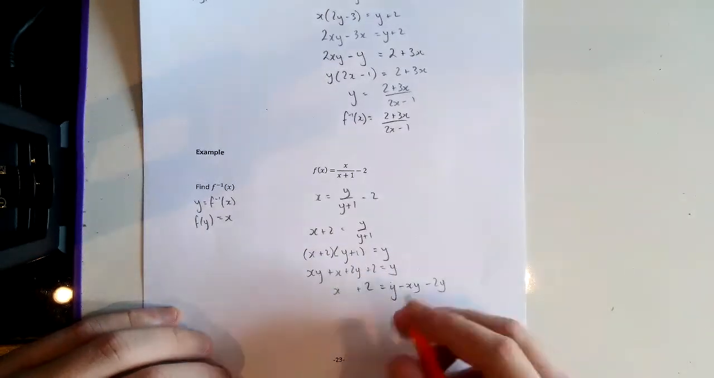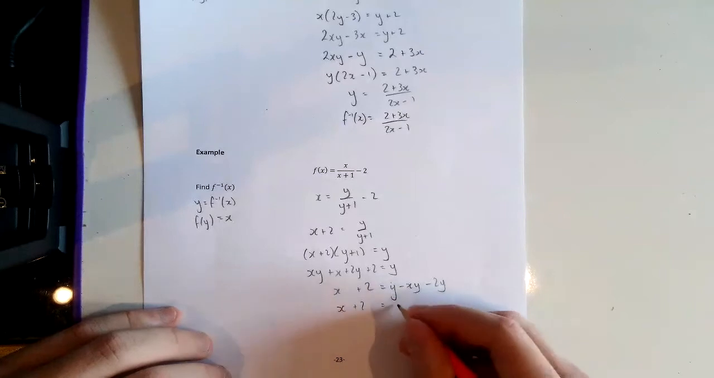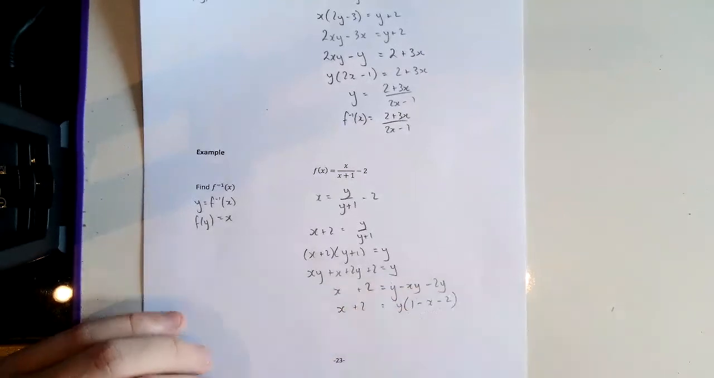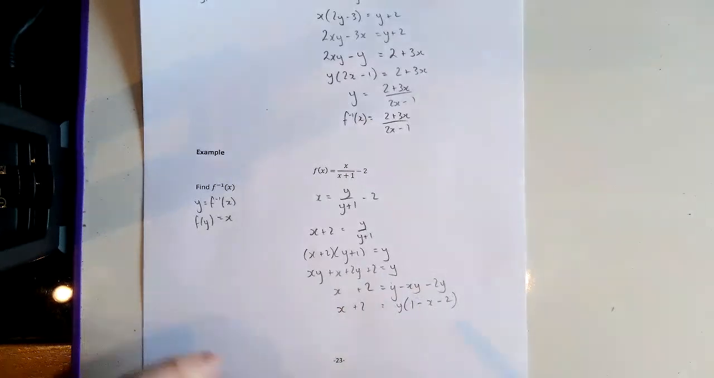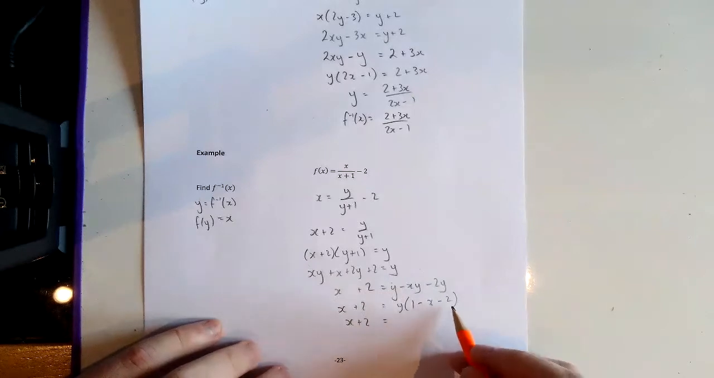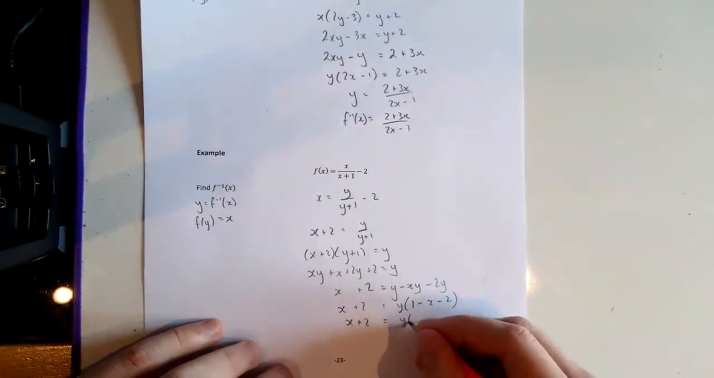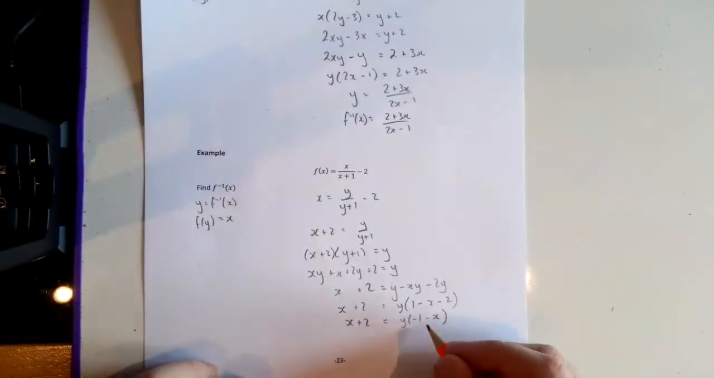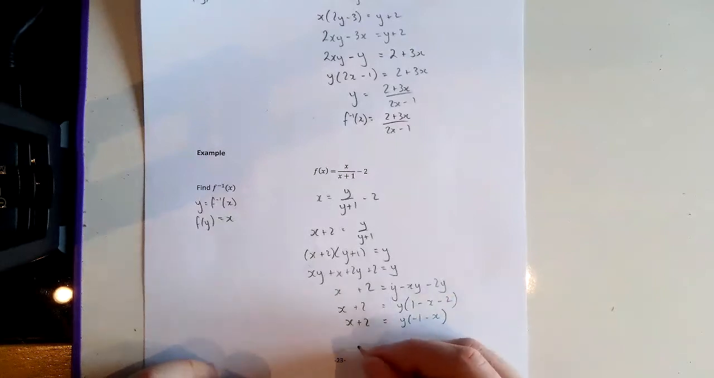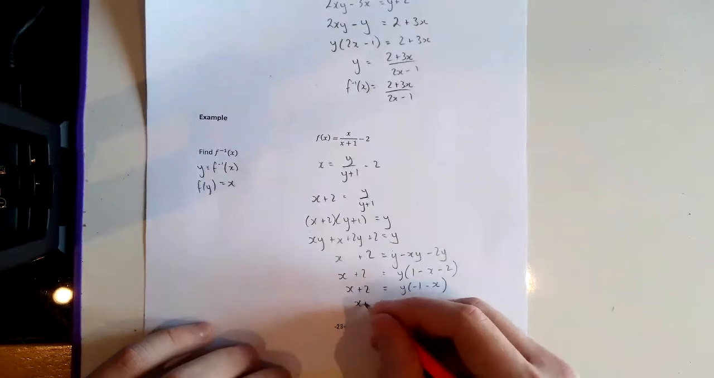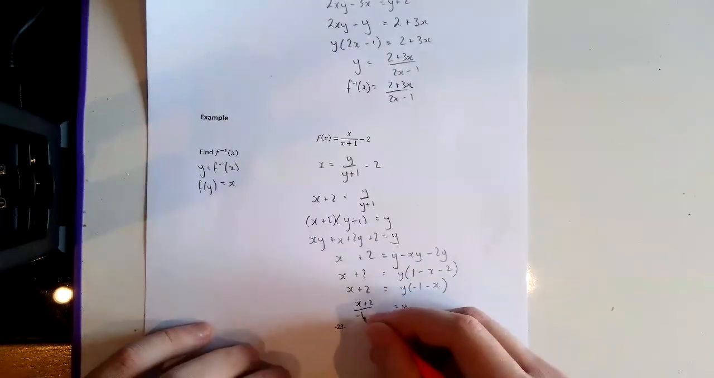Now I can factorize out the y here. 1 minus x minus 2. And in fact, actually, I could simplify that, couldn't I? So x add 2 is... 1 minus 2 is minus 1. So minus 1 minus x. And then divide both sides by minus 1 minus x. So I get y equals x add 2 divided by minus 1 minus x.